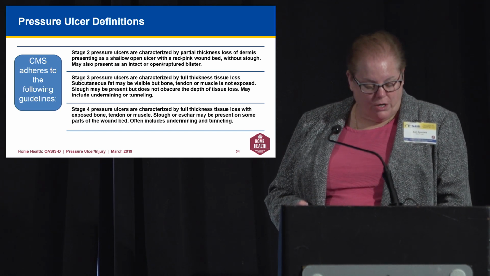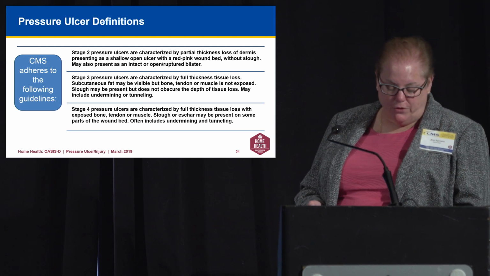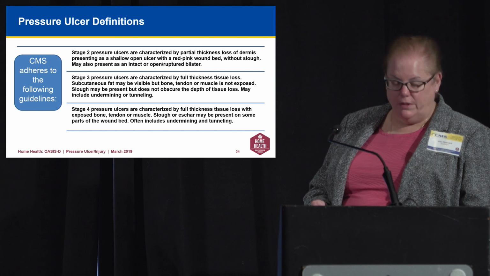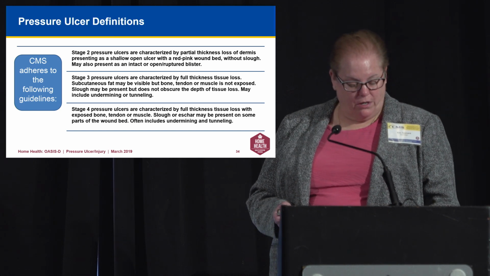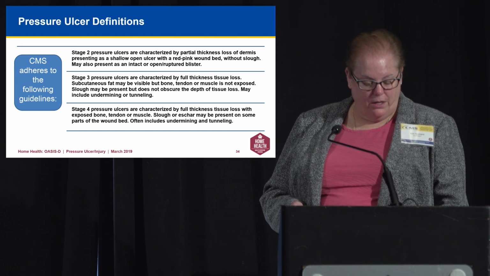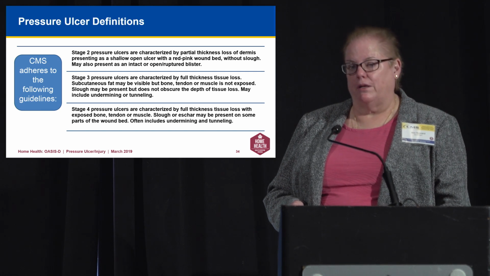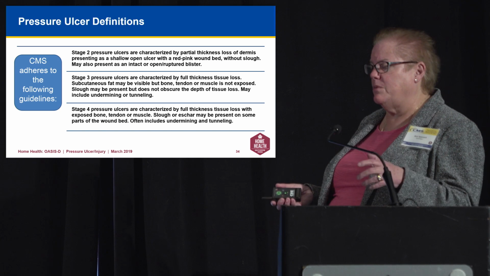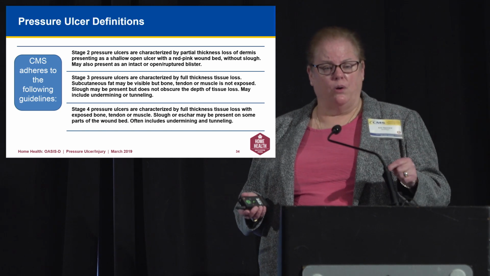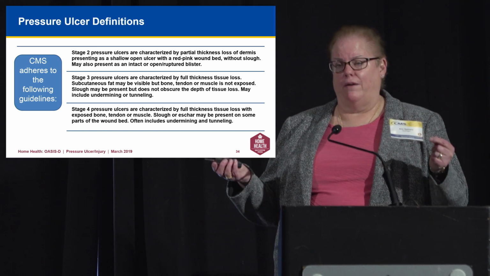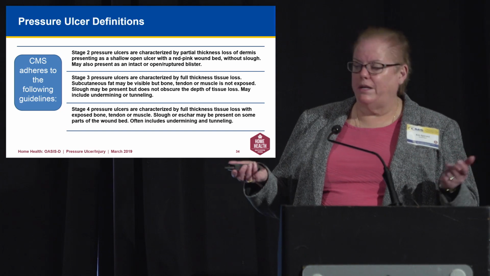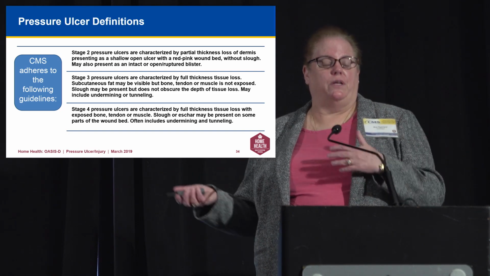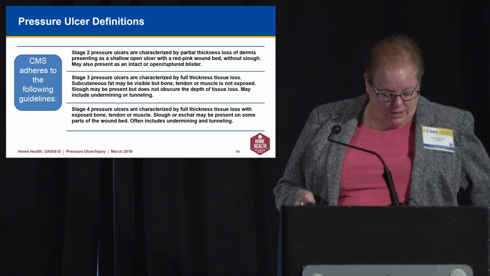A stage 4 pressure ulcer is characterized by full thickness tissue loss with exposed bone, tendon, or muscle, and you may have slough and eschar over some or part of the wound bed, but it often includes undermining and tunneling. So if you're looking at a wound, and it can be 50%, 60% covered with eschar, and you see bone or you see tendon, what do you have? You have a stage 4, right? I mean, you can see those anatomical things that are not included in any of the other stages.